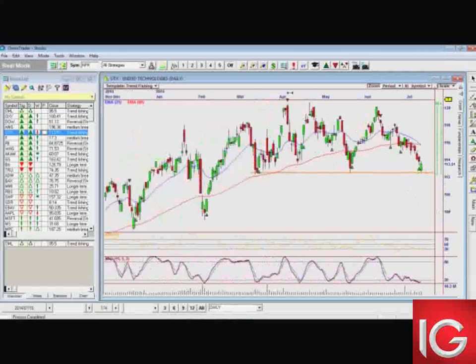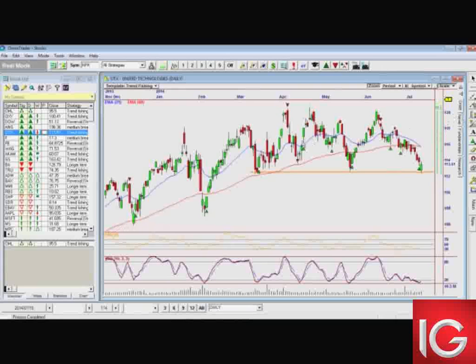One of the other concerns I have is this rounding top formation. If I put my trend lines in like that and take it across the tops here, I can just see that momentum has definitely dropped off on this stock. The moving averages tell me momentum is to the downside.